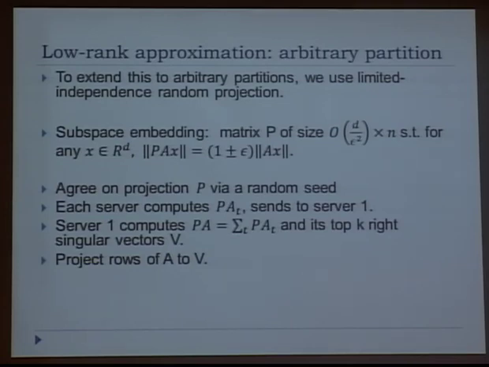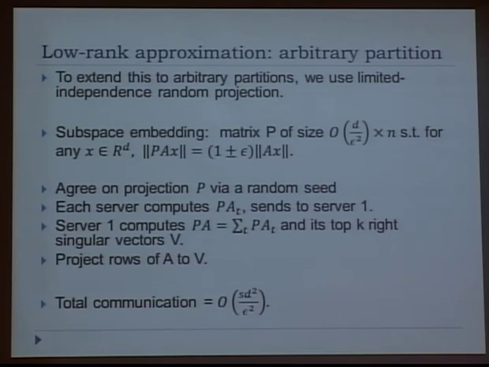Server 1 has managed to get the projection of the entire matrix. Now it can compute the top k singular vectors of this and announce them. And once it announces them, everybody can do their own projection onto this subspace. So that's the whole algorithm. The communication is the same as before, SD squared over epsilon squared, and we get a 1 plus epsilon approximation. So why should this be a good approximation?